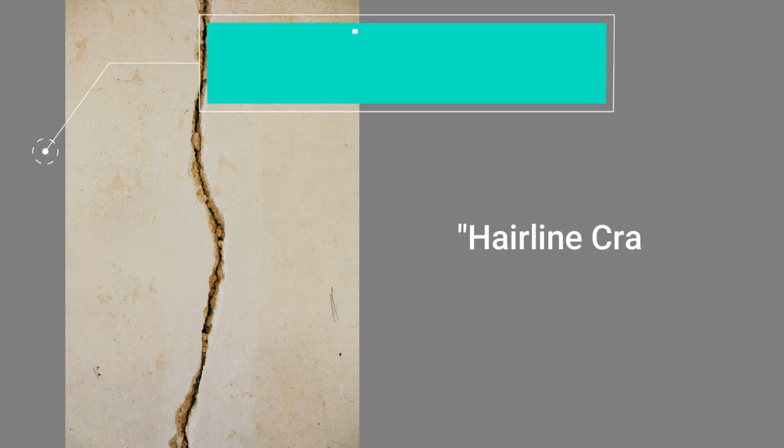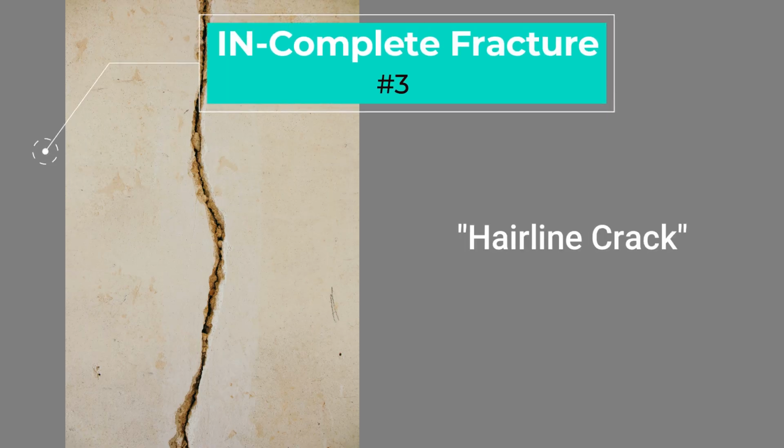Our third classification will be an incomplete fracture. So we just had complete, now we have incomplete. Incomplete is when the bony cortex is not completely interrupted. This also could be known as a hairline crack. This also can happen in a variety of situations. One would be jumping off a high surface and coming down hard on your ankles and creating that hairline fracture.